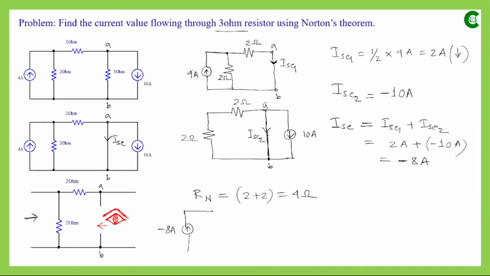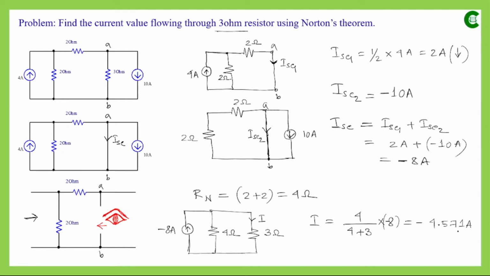With that, we will have one resistor with value 4 ohm, and another resistor, which is the load resistor that will be connected back here in the final step, and that load resistor has value 3 ohm. Our main objective was to find the current through this load resistor. So it will be 4 divided by 4 plus 3 multiplied by minus 8, which is finally minus 4.571 ampere.